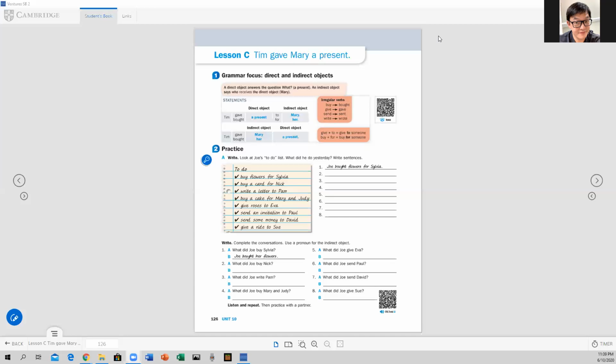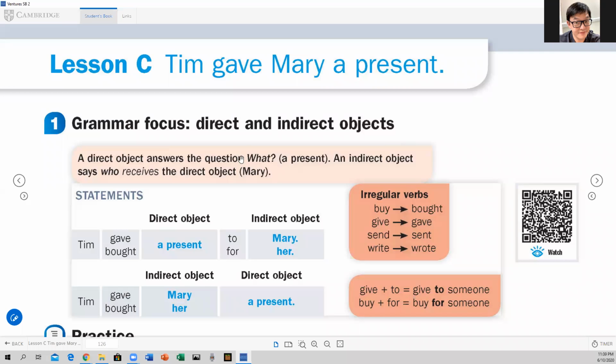Okay, so now we are gonna study direct and indirect objects. So let me make this bigger for you to see this part. Okay, so we are gonna study direct and indirect objects. This is important for you. Direct and indirect objects. This is what we're gonna study today.